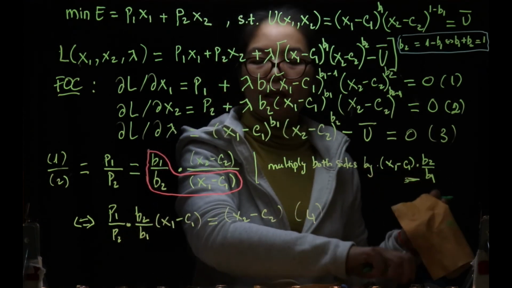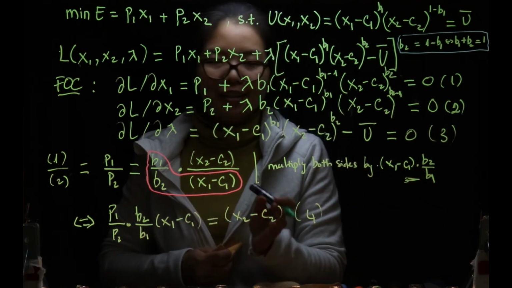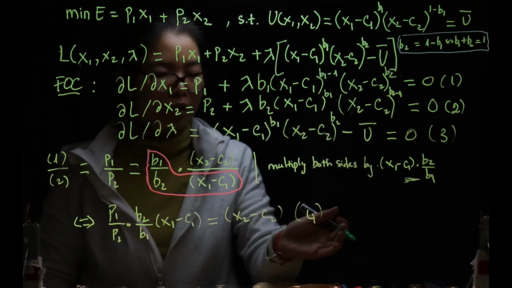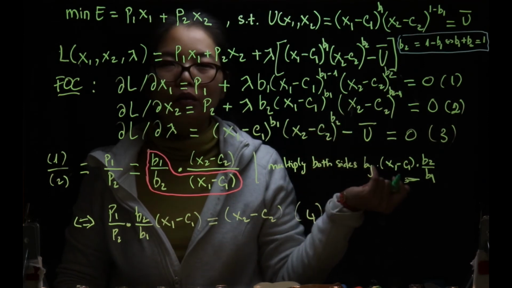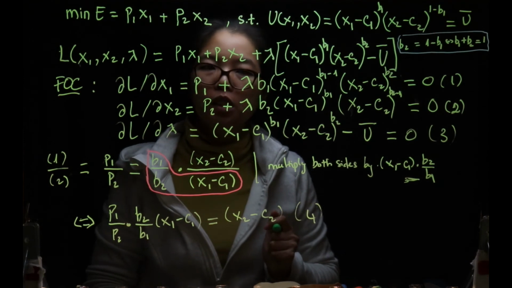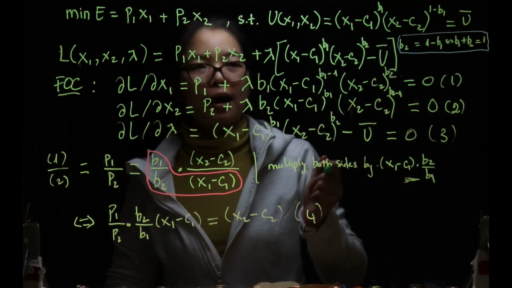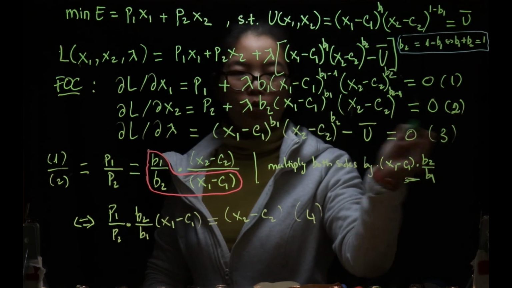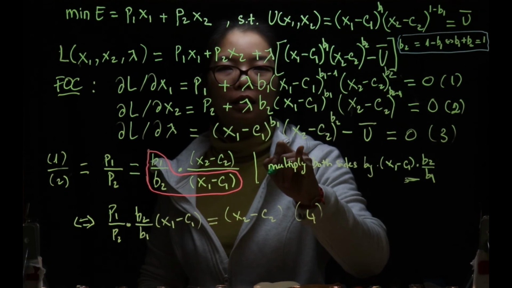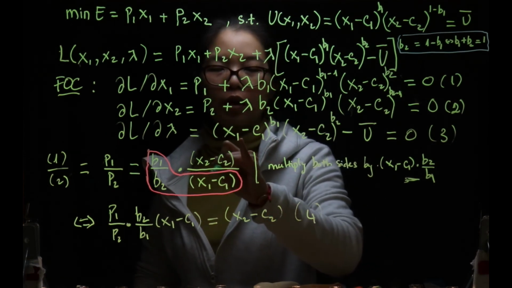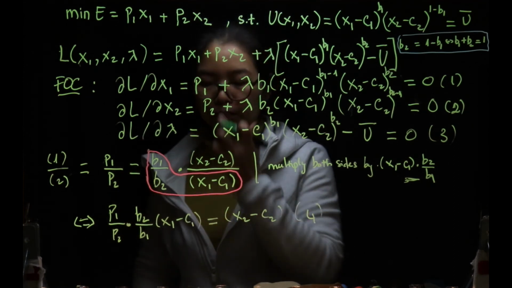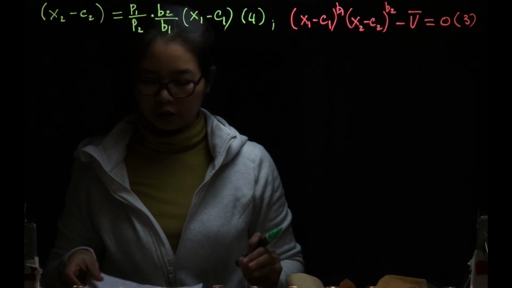I know that I'm repeating myself too often, but again, this is very similar to what we had with utility maximization. And what can we do now with this fourth equation? We plug it into the third equation. Right? And then we solve for either x1 or x2. Okay, let's continue.